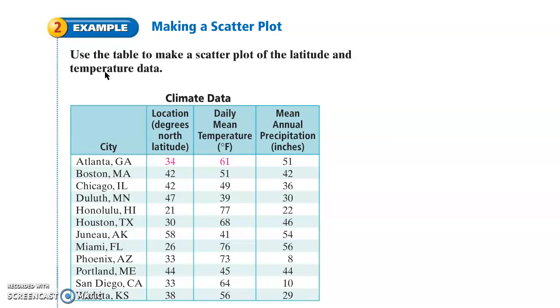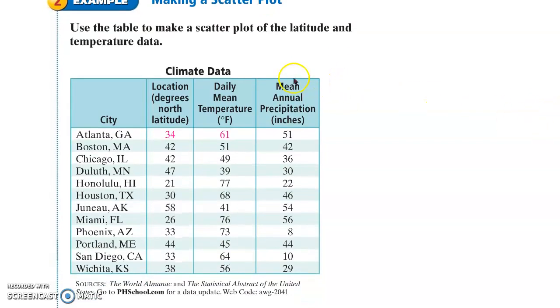How do I know that? Well, because I tell you this all the time, that we read English from left to right, we do math from left to right, and we read graphs from left to right. Now this table that they're giving us for climate data gives us a lot of different information. They give us the cities, they give us location for latitude, they give you the mean temperature and precipitation. Now for this question, they're asking for latitude and temperature. So that means we need these values and these values, latitude and temperature.